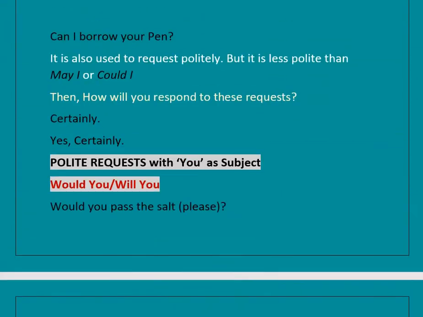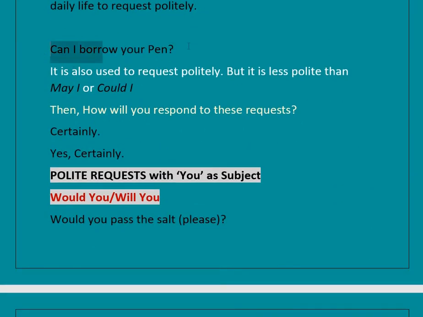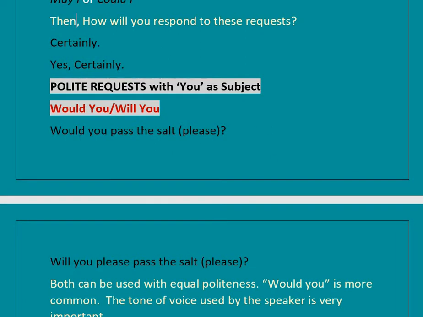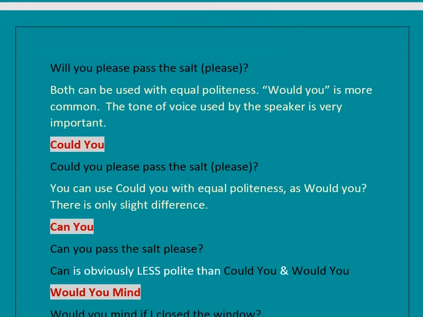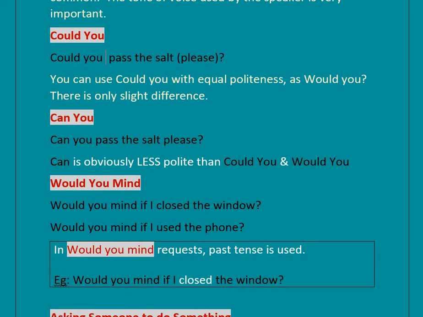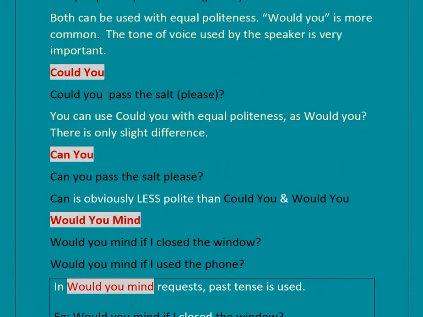See, let us go through it once again. Polite request with I as the subject. May I borrow your pen? Could I borrow your pen? Then, can I borrow your pen? Then polite request with you as a subject. Would you pass the salt, please? Will you pass the salt, please? Then, could you please pass the salt? Can you pass the salt, please? Would you mind if I closed the window? Would you mind if I used the phone? Would you mind closing the window? So these are various types of usages.